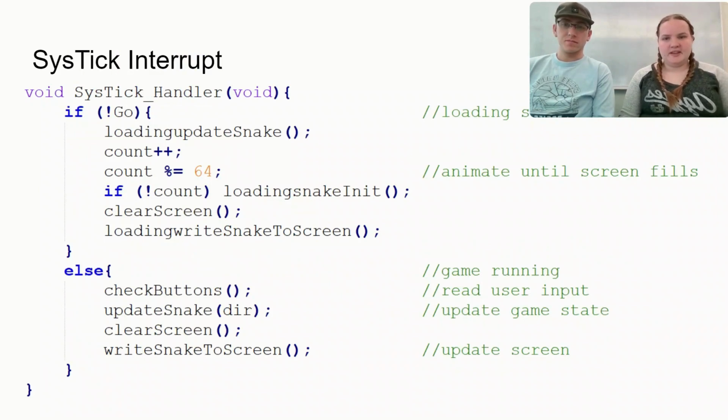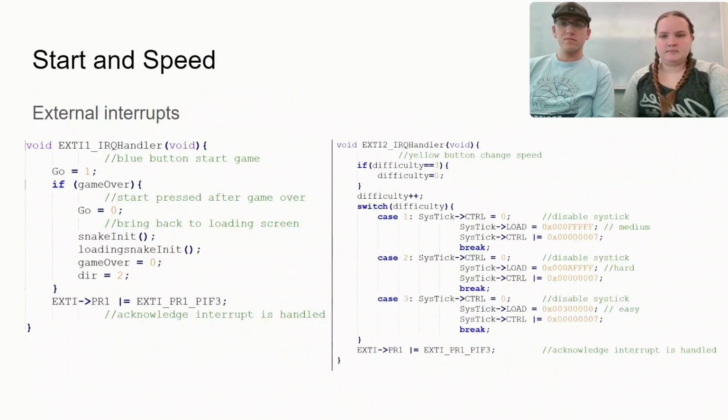The SysTick interrupt has 2 states. First, it has if the game is not beginning yet, and at this point it shows the loading screen, and this works by updating the loading screen and then resetting it once our count is equal to 64. The other part is the actual running of the game, and this basically works by checking the buttons to see if the user has put in a direction, updating the snake, and then writing that updated snake value to the screen.